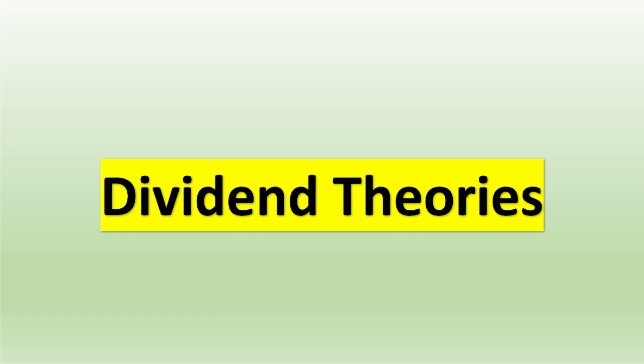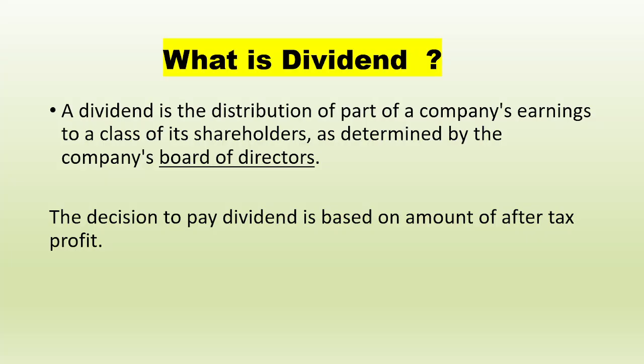Let's begin with what are dividend theories, or the dividend models. First of all, let's try to understand what a dividend is. If you break this word dividend into parts, what will it be? Divide at the end. So dividend is the distribution of profit. When a company's part of profits is distributed to its shareholders, it is called a dividend. A dividend is a distribution of a part of a company's earnings to a class of its shareholders.